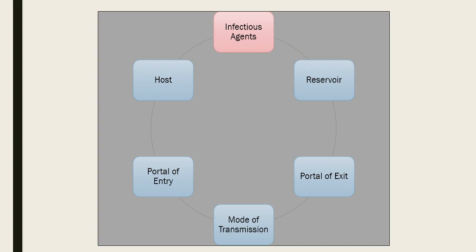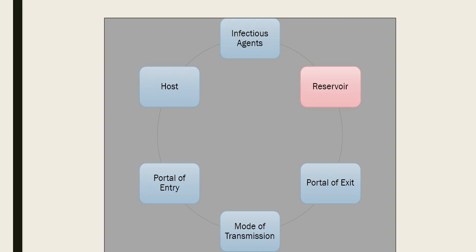So the first element is an infectious agent, and these are the specific pathogens that cause disease. So what bacteria actually causes gonorrhea? What viral element causes the common cold? What fungus causes ringworm? It's the specific agent that we're discussing that actually causes the disease.